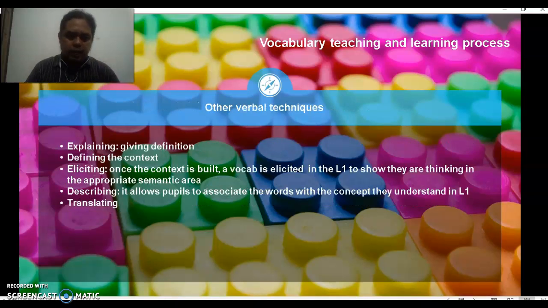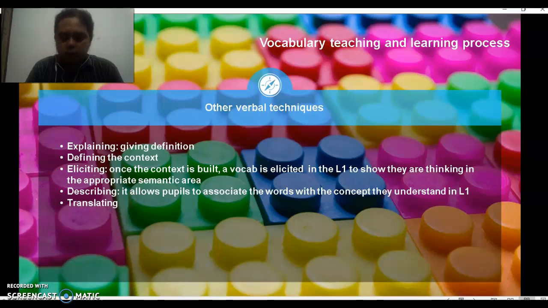Okay, other verbal techniques. We can explain the words, or we can give a definition of the words, or define the context. We can use eliciting text techniques. Why? Because if we build the context, vocabulary is elicited from the children. So children can show that they understand and that they are thinking of the appropriate semantic area or the appropriate context. Describing.